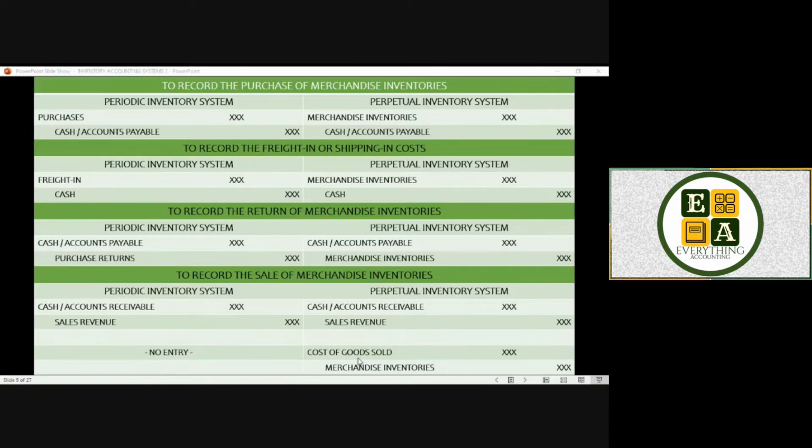This is to track down kung magkano ba yung naibenta at kung magkano ba yung natira pang inventories. So binabawasan agad yung cost ng inventories na nasa records because nagkaroon ng sale. Pero sa periodic inventory system, hindi muna na i-reflect yung cost sa record. Okay?